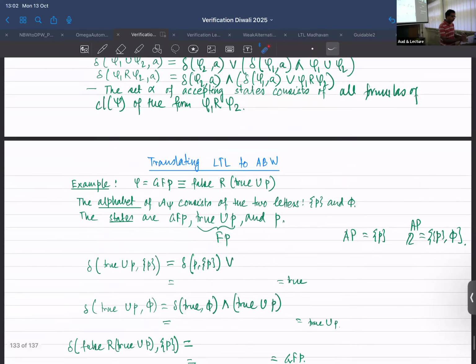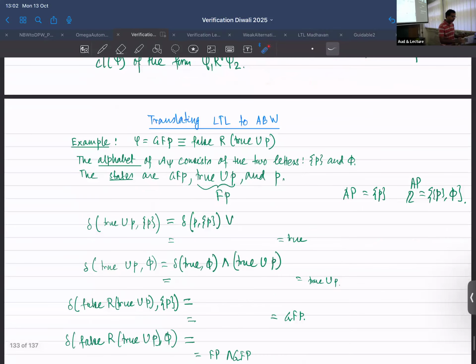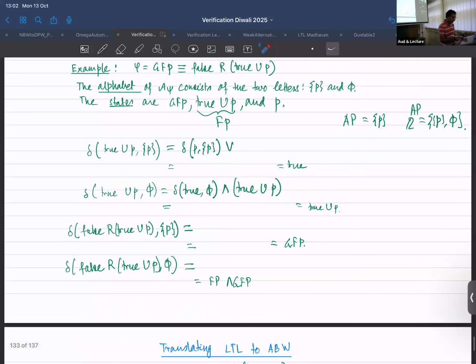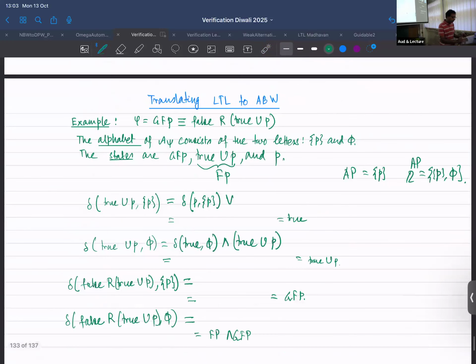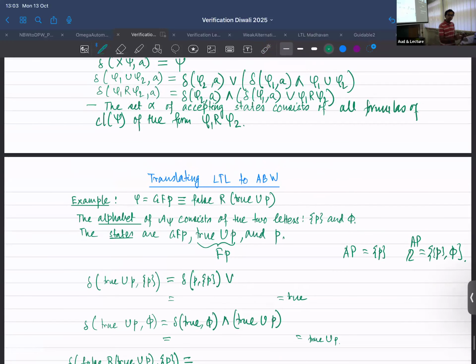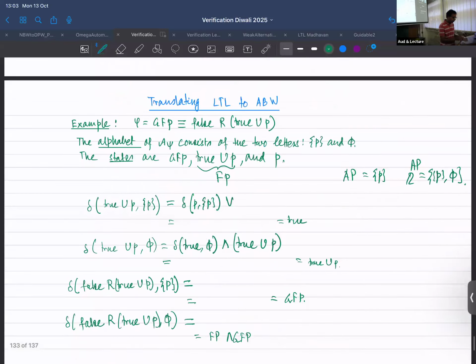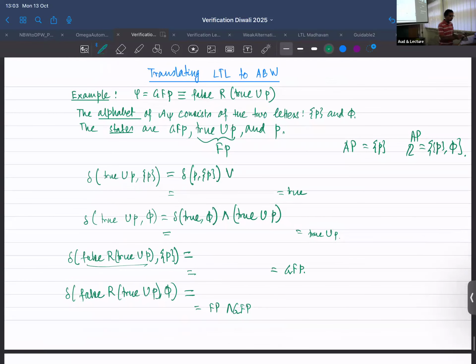There's a conjunction, so we will have to look at this part now. Delta of phi 1 comma A is delta of false comma P. False comma something is always false. And then the entire formula is true and false, or true until P, which is GFP. Clear? Okay. Is it okay for the online participants?